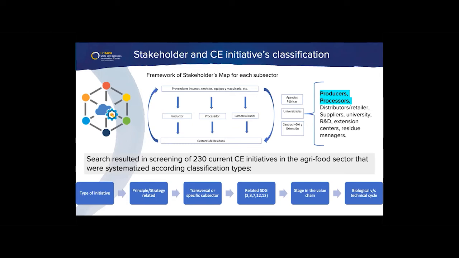Now if we go to our actual work here in Chile, we were able to screen around 230 initiatives that are happening in the agri-food sector. We systematized these initiatives in regards to the type of initiative, the principle and the strategy of circularity that is related, the subsector, the sustainable development goals, SDG, the stage of the value chain, and also whether the initiative is related to a biological or technical cycle. So you can see here the framework of the stakeholders map and how we connected the different players and stakeholders in the value chain.